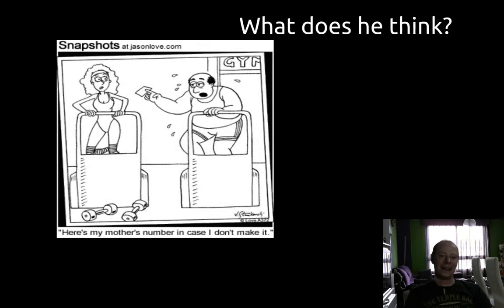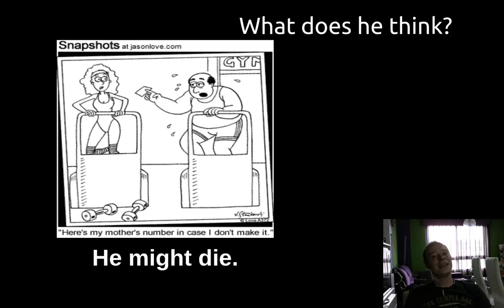Next one. Here's my mother's number in case I don't make it. On the treadmill. What does he think? He thinks he might die. Very well done. Yes. He thinks he might die. It's a possibility.